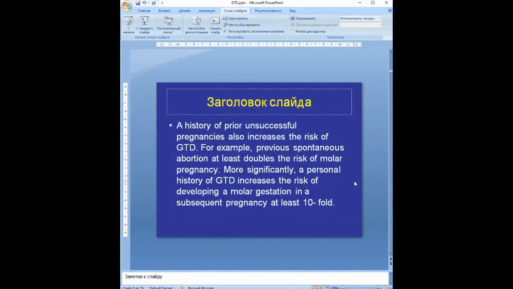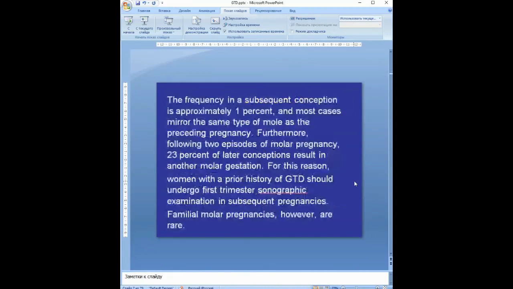A history of prior unsuccessful pregnancies also increases the risk of GTD. For example, previous spontaneous abortion at least doubles the risk of molar pregnancy. More significantly, a personal history of GTD increases the risk of developing a molar gestation in a subsequent pregnancy at least tenfold. The frequency in a subsequent conception is approximately 1%, and most cases mirror the same type of mole as the preceding pregnancy.